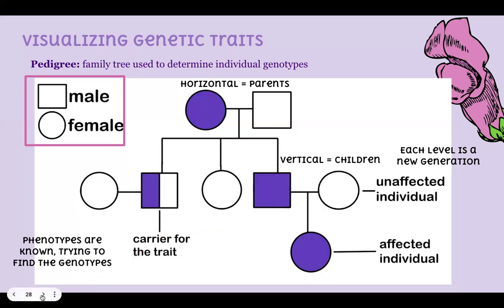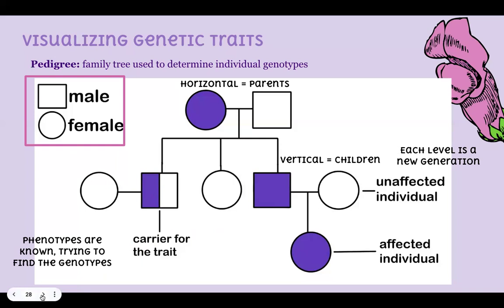Now, the last part is some of the circles and squares are shaded and others are not. What we are shading in is whatever trait we are tracking for that pedigree. Now, we're looking at phenotypes here because phenotypes we usually know, or it's very visual. We can see them, so it's easy to track.